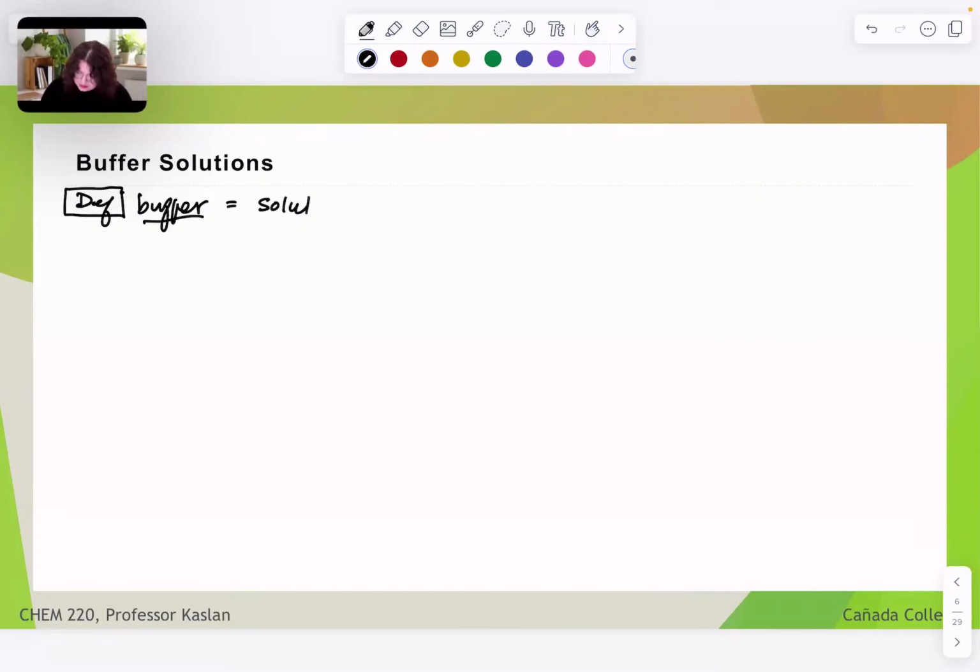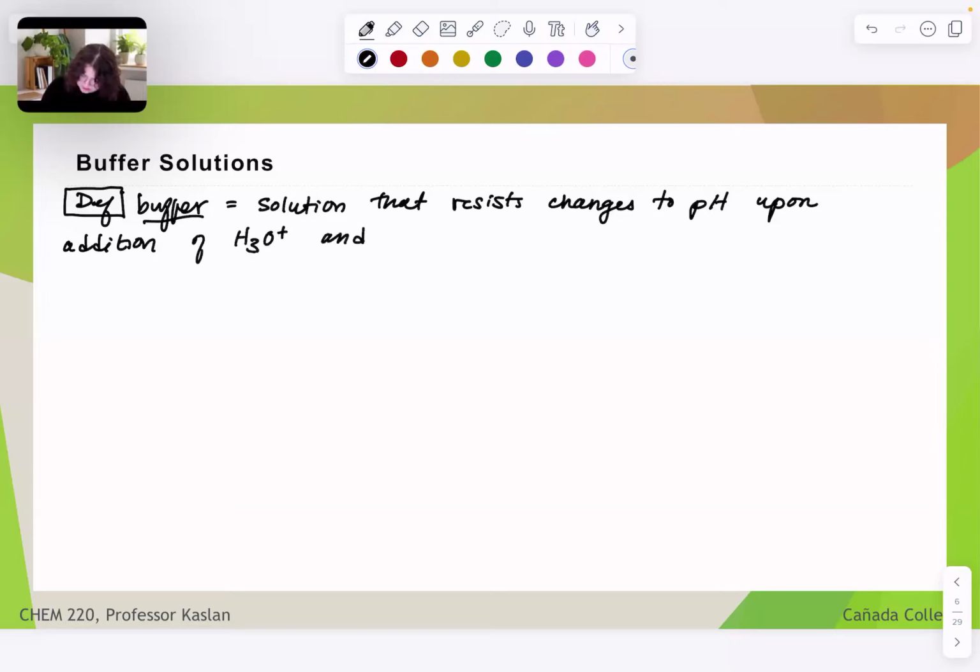is a solution that resists any changes to its pH when you add either acid or base. And how is this possible? Like, how is it that I can have a solution that if I dump a bunch of strong acid or a bunch of strong base in, it doesn't change its pH?